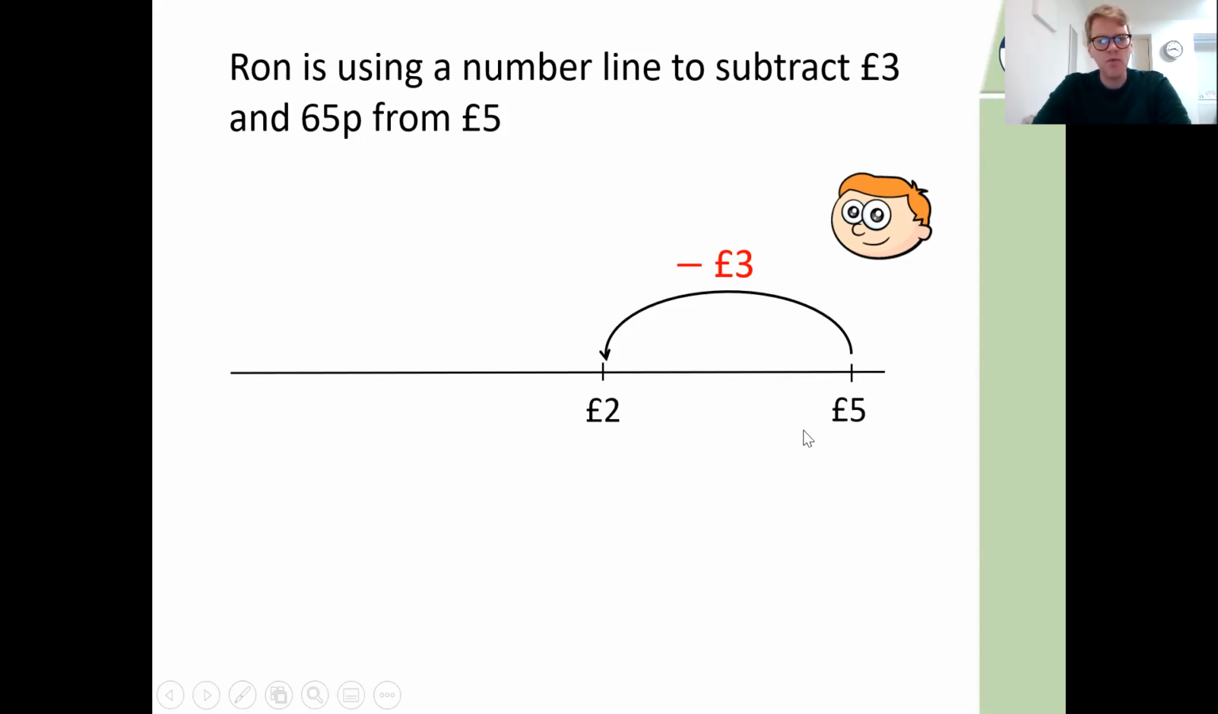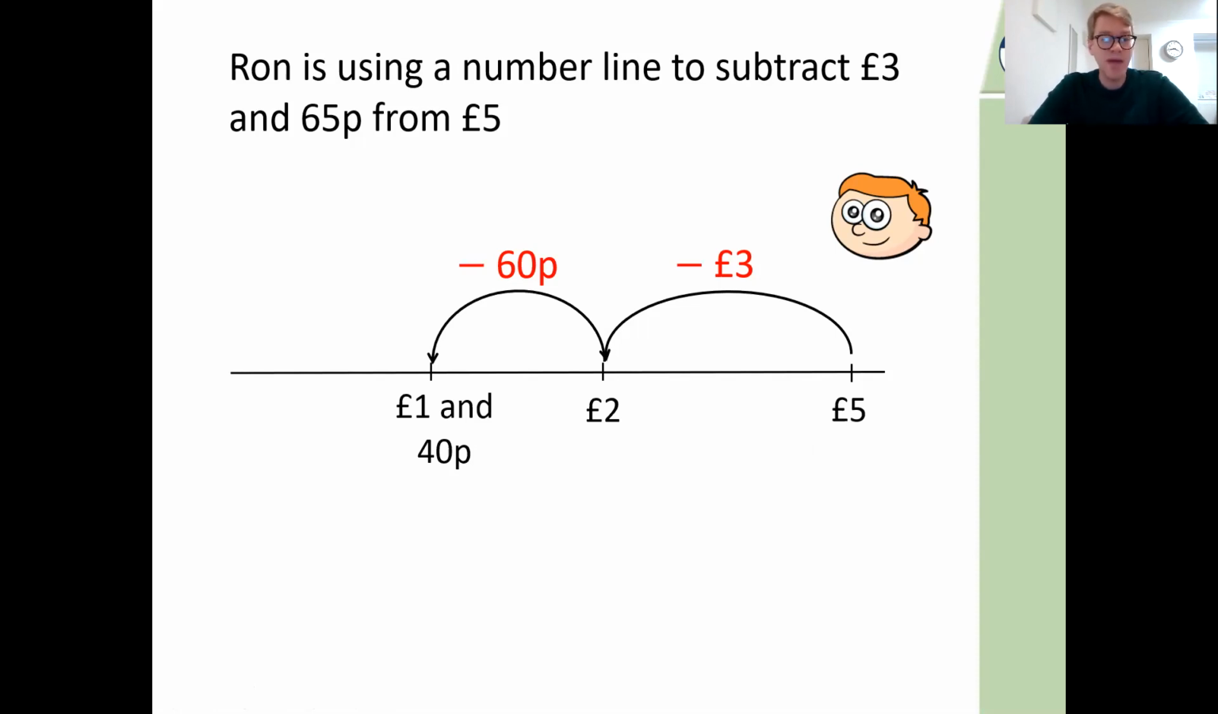And now he's going to make the second jump. So the second jump, what's he got left to subtract? He's subtracted the £3. What's he got left to subtract? Well, we could do it in 2 jumps. You might have said 65p. This is showing it in 2 jumps. So we're going to have going back 60p first of all. Now what's £2 take away 60p? £1.40.